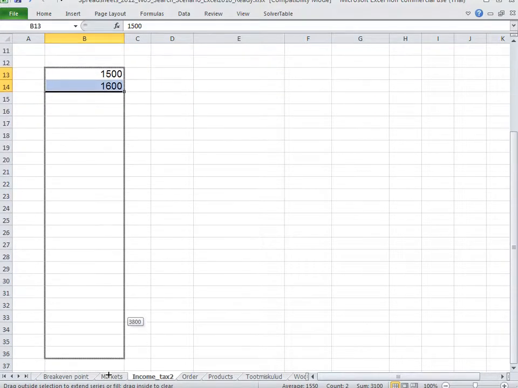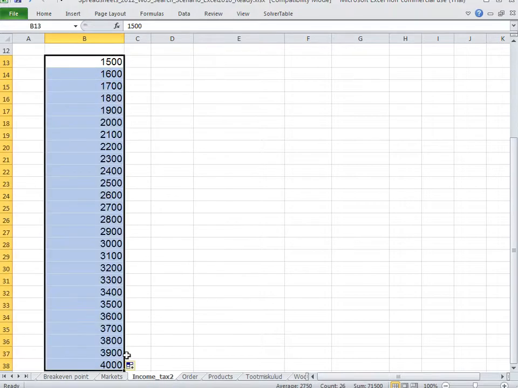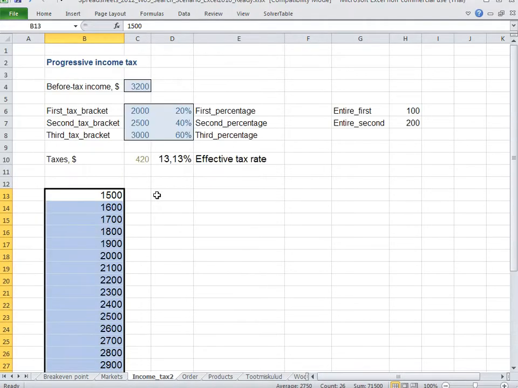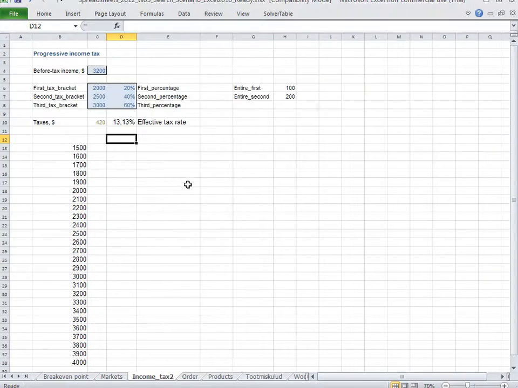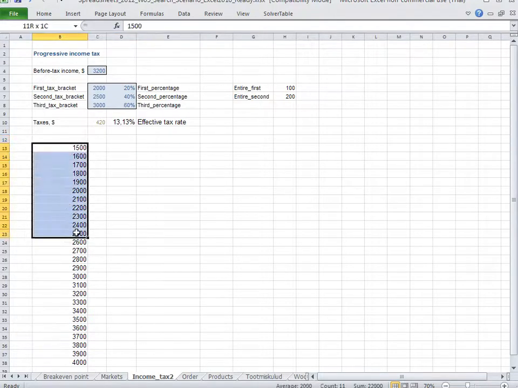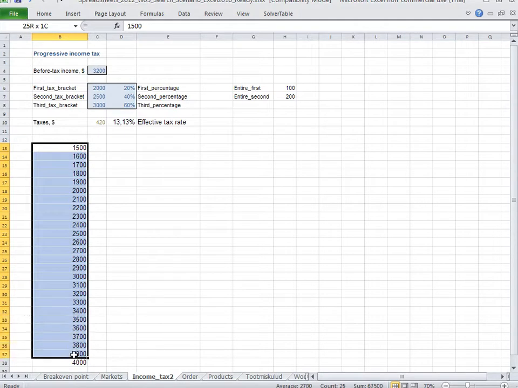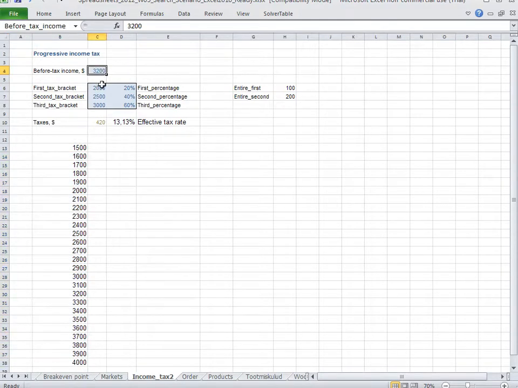I have to zoom out here. Remember that if we want to zoom out in Microsoft Excel, we have to hold Control and mouse wheel. So here it is. And now let's bring out the tax amount. So these here are all going to be our incomes. Go in here. And we want to see what happens to taxes. Equals C10.